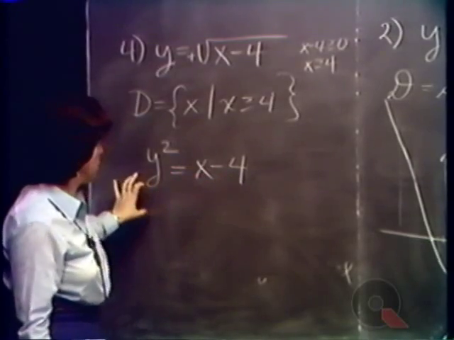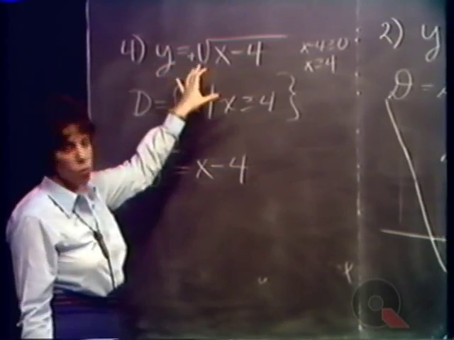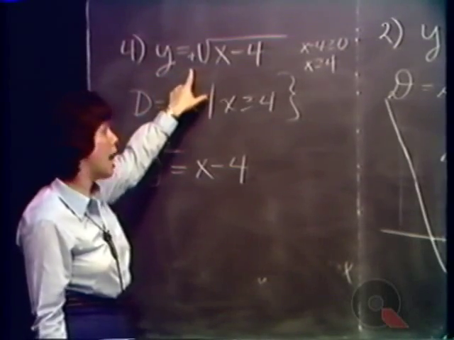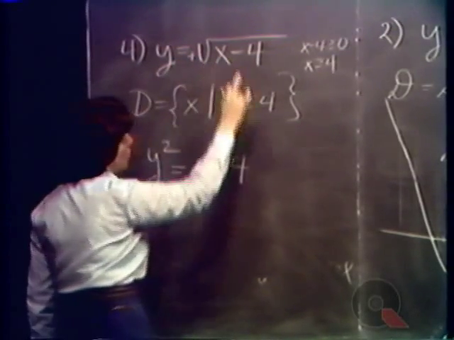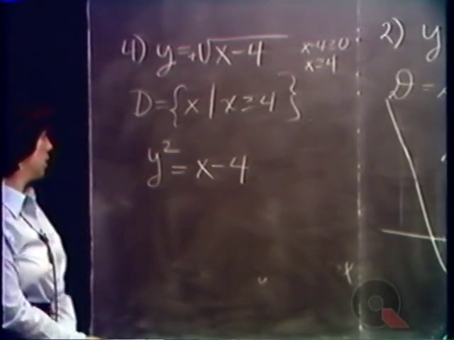In other words, you recognize it as a parabola, and then at the end you say, well, which part of the parabola? The positive square root, y is therefore never negative. So it's only going to be the top half of the parabola. On the other hand, if this had been the negative square root, y would never be positive, it would be the bottom half of the parabola.